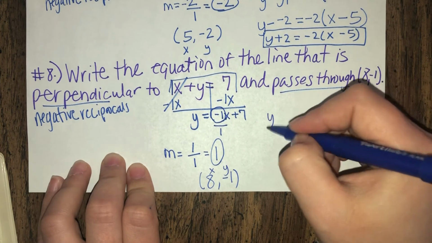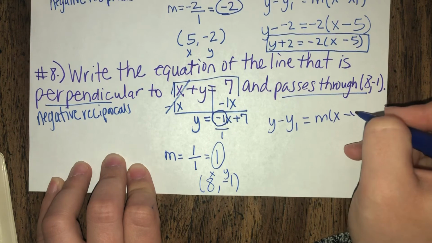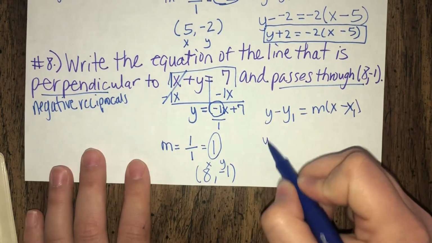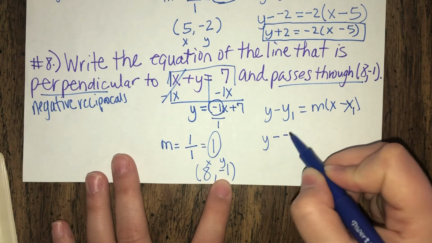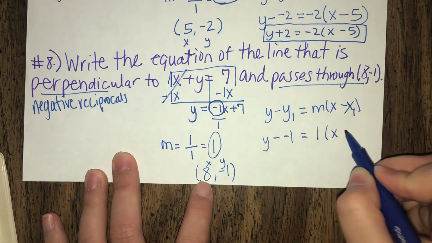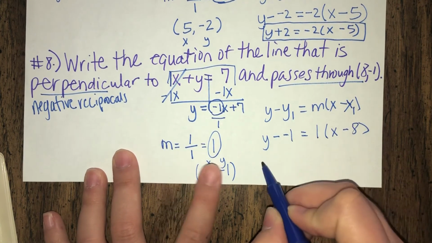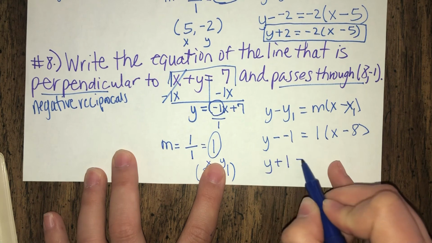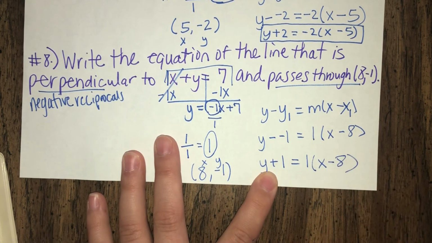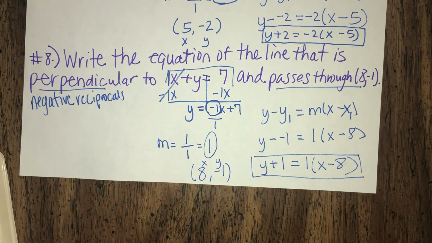And if we're setting up our point-slope formula, we have y minus your y value, m, and x minus your x value. Get rid of that double negative by saying y plus 1 equals 1 times the quantity of x minus 8. And there's your equation for number 8.